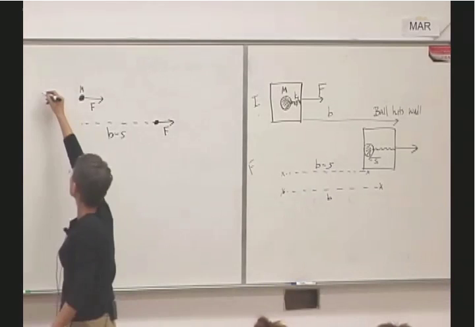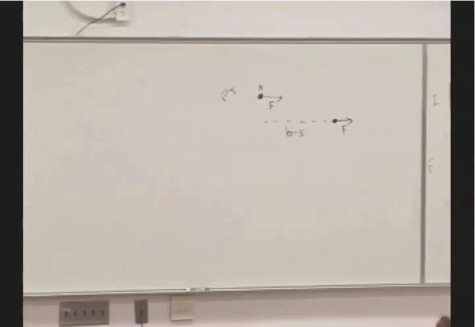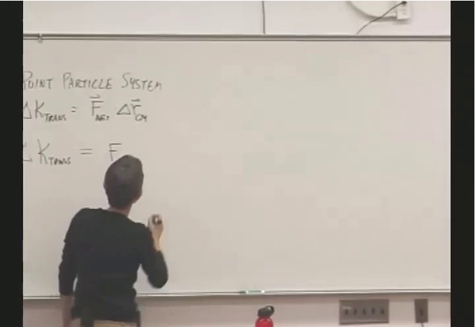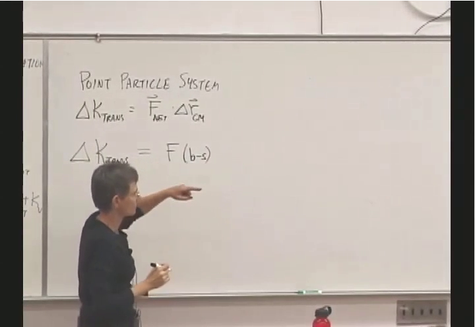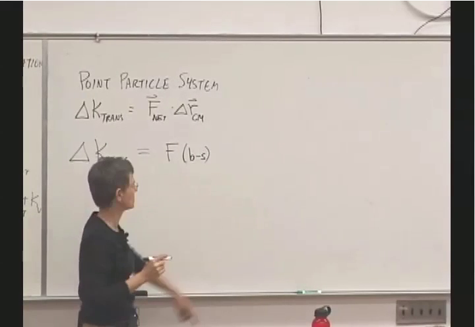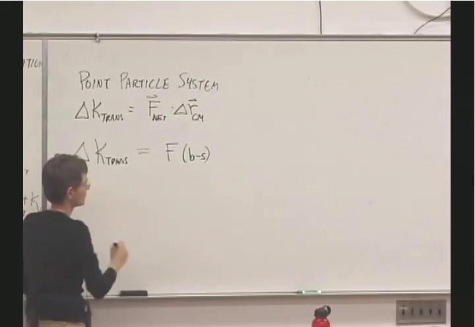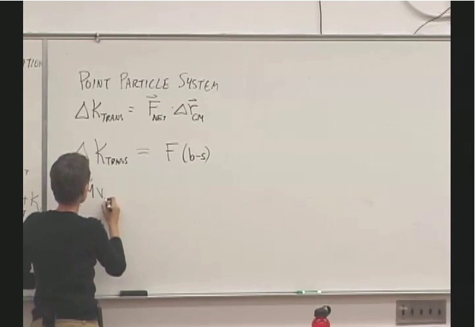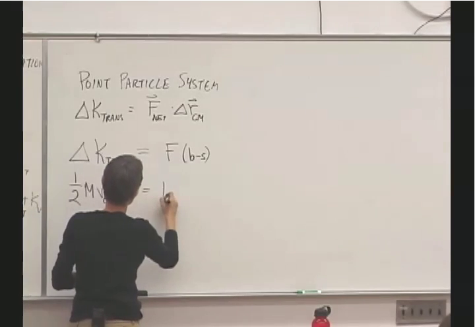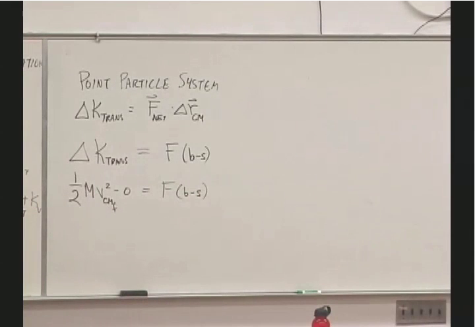So this is the point system. That's our diagram for the point system. So we have F times B minus S, and they're both in the same direction, so the work is positive. That tells us the change in translational kinetic energy, and if it started from rest, we have one half m v center of mass final squared minus 0 is F times B minus S. Okay?